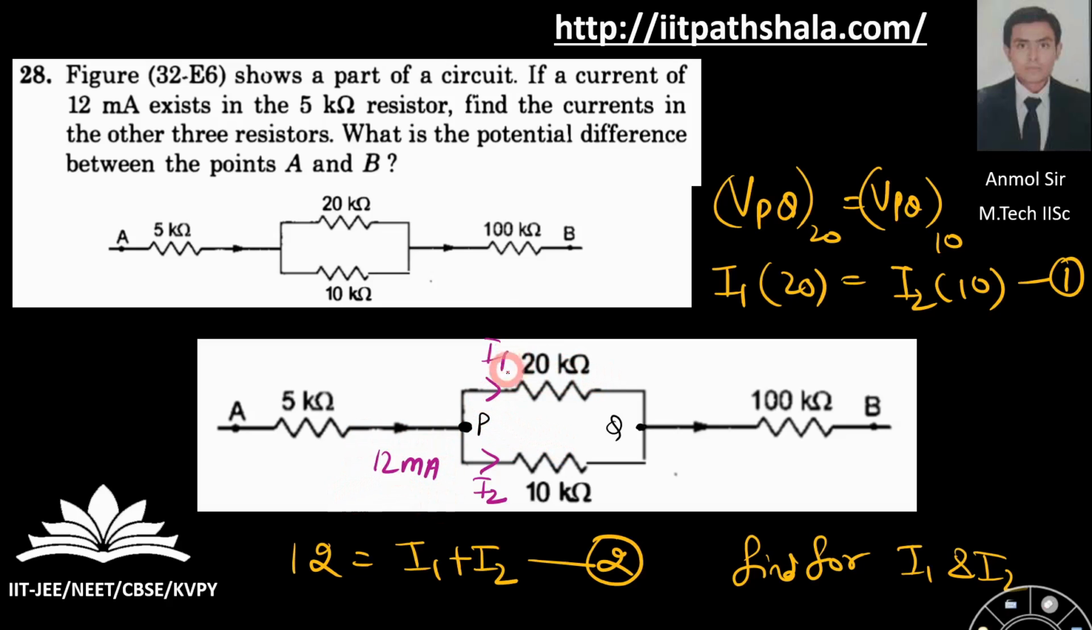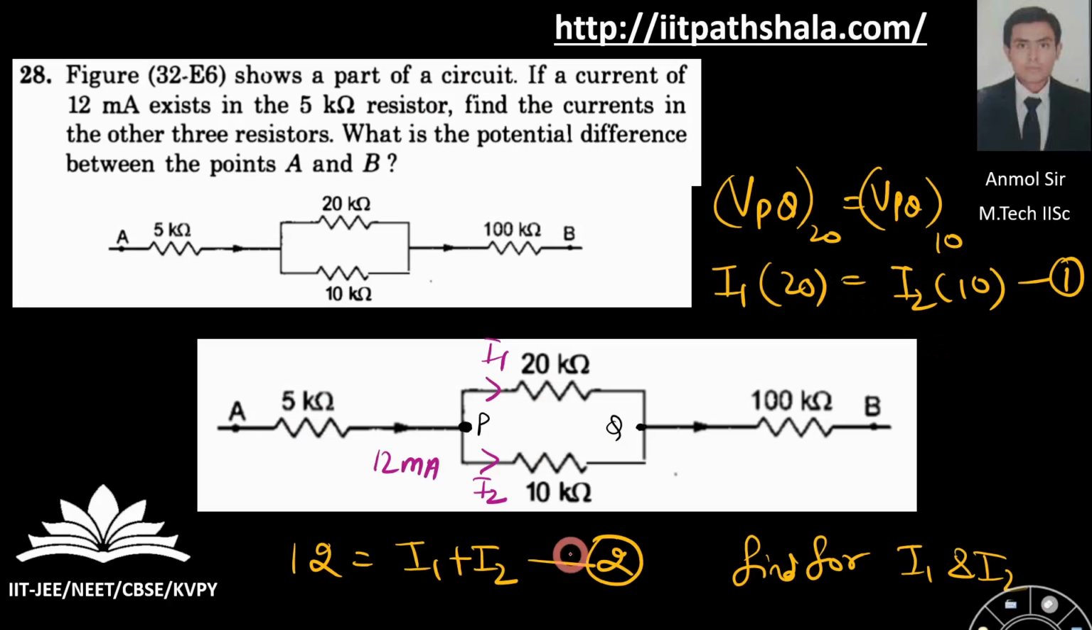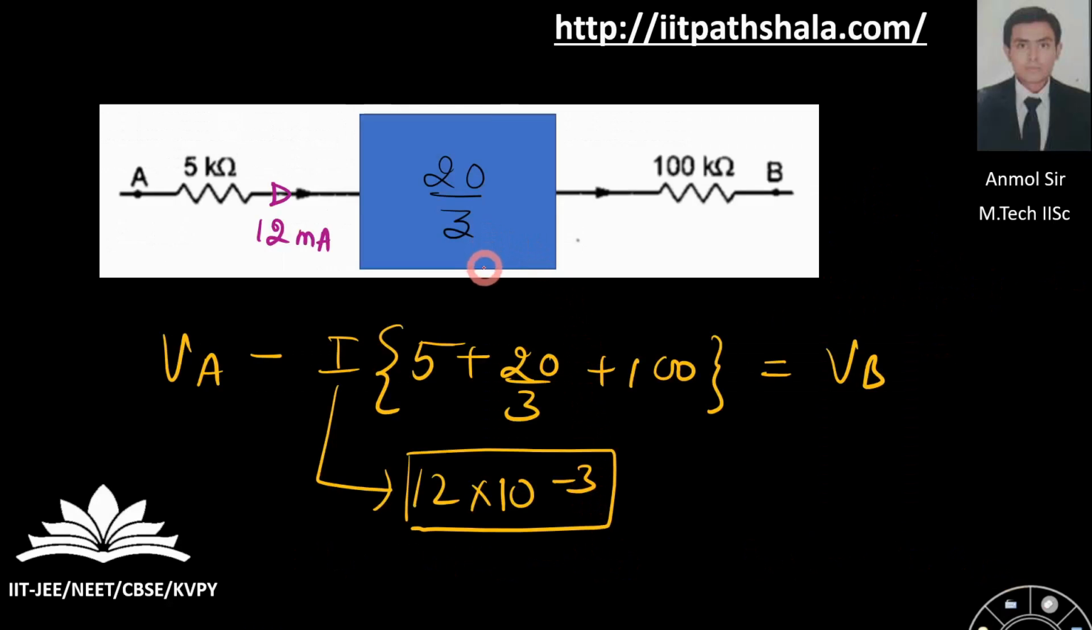Just equate the voltages across the 20 kilo ohm and 10 kilo ohm resistances, because they are falling between the single terminals P and Q. And by the KCL, the 12 milliampere current is your parent current divided into two daughter currents I1 and I2, which gives the second equation. So you have two equations: first the voltage equivalence, second the KCL. Find I1 and I2. Now to find the potential difference between A and B, you have to write the KVL equation.